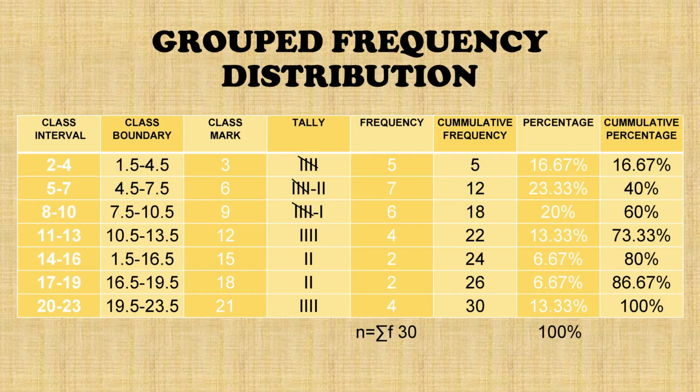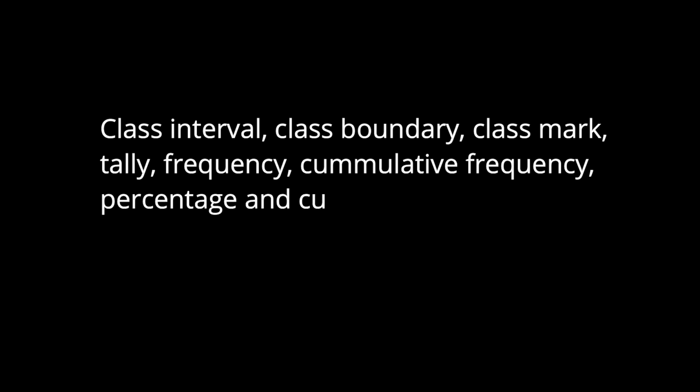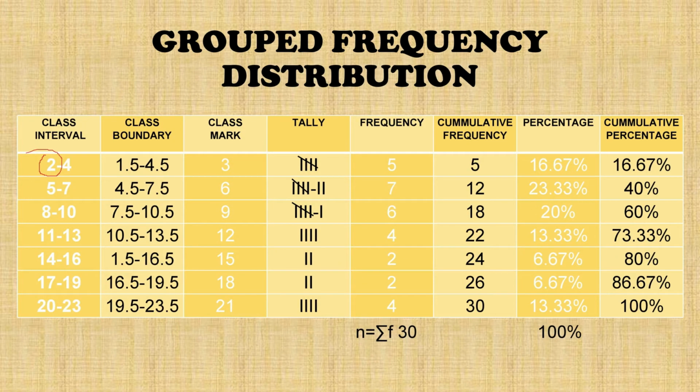The table for the grouped frequency distribution is composed of class interval, class boundary, class mark, tally, frequency, cumulative frequency, the percentage, and the cumulative percentage. In the class interval, since 2 is the lowest data, we will count by 3 from 2, which resulted to 4. The same procedure will be followed up to the highest class interval.